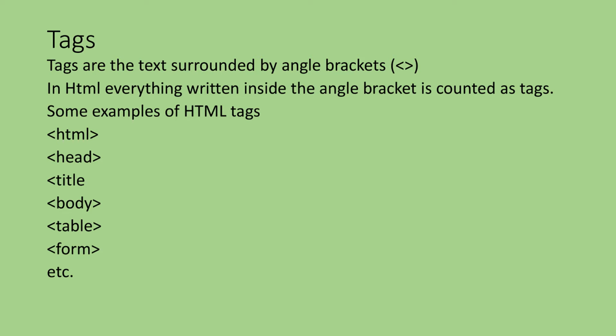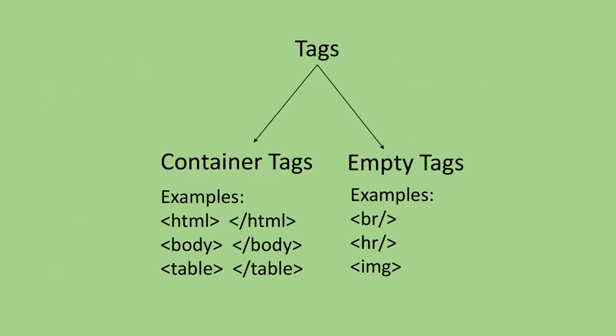Now, tags are further divided into two types: container tag and empty tag. Let us first know what a container tag is. A container tag comprises an opening and closing tag. That is, the functions of opening and closing are different. Examples are HTML tag, head tag, title tag, etc.